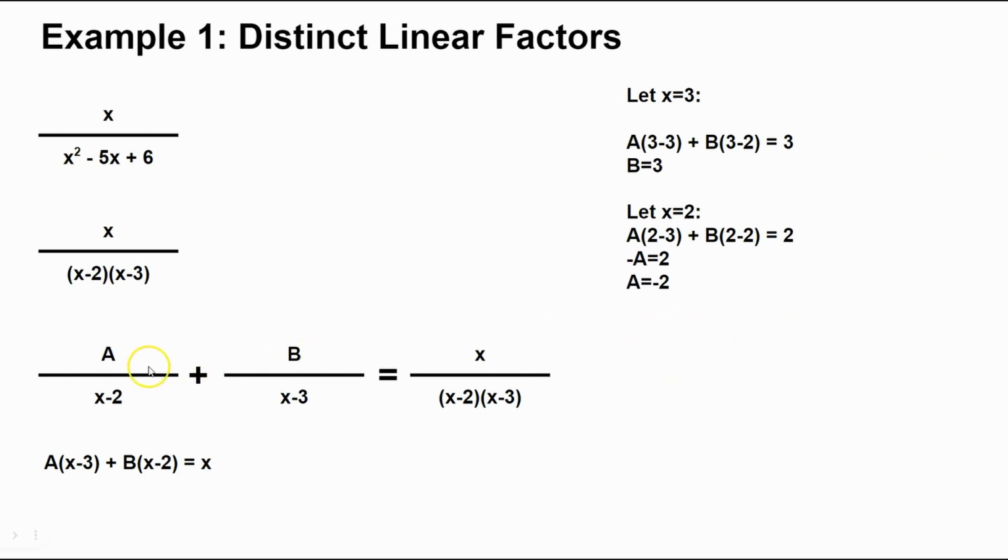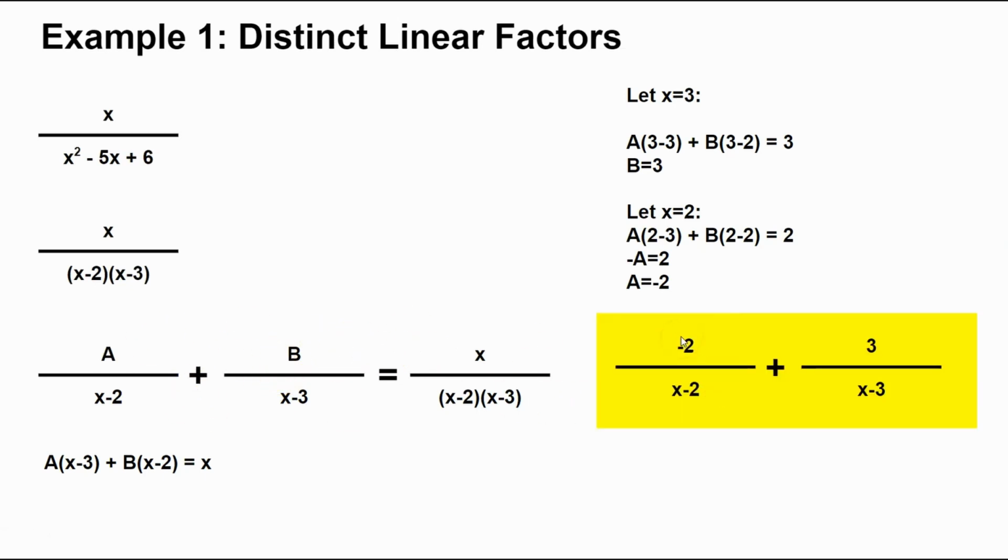So once you find these values, what do you get? Well, you put them back into our original expression that we found over here, and you should get negative 2 over x minus 2 plus 3 over x minus 3. And the sum of these decomposed fractions is equal to this original function right here.